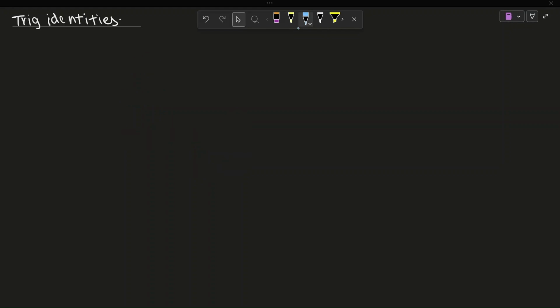Okay, so firstly, we have something called the Pythagorean identity of trigonometry. As we remember, the Pythagorean theorem looks something like this: a squared plus b squared equals c squared. Now, the trig version of this is: cos square theta plus sine square theta equals 1.